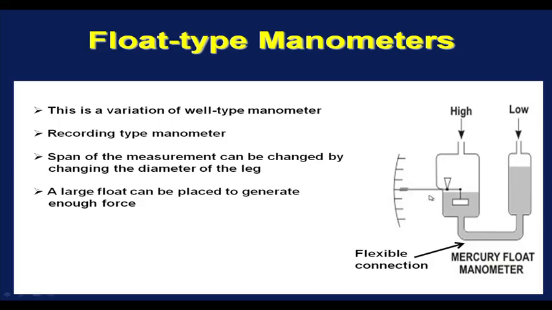We can choose a large float such that it generates enough force to move a pointer against a scale. So, the scale can be calibrated in the units of pressure, and from the pointer and the scale the pressure can be indicated. By replacing the pointer by a pen and by replacing the scale by a chart, this float type manometer can be converted to a recording type manometer.